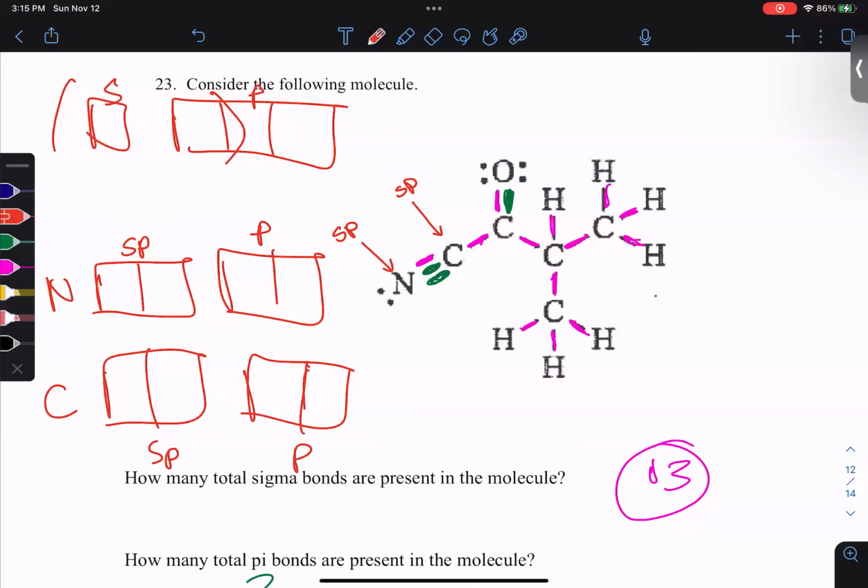All right? For each of those, you can see there are 1, 2, 3, 4 unhybridized p orbitals on each of those atoms. So let's actually fill in the electrons. 1, 2, 3, 4, 5 on nitrogen, 1, 2, 3, 4 on carbon. Remember, I said that 2 unhybridized p orbitals interact to form a pi bond. So there is 1 pi bond, there is the other pi bond.